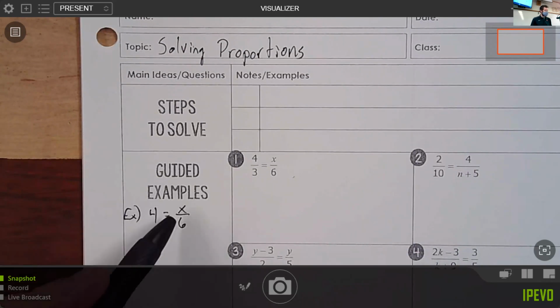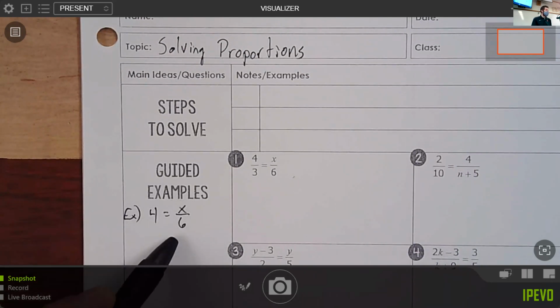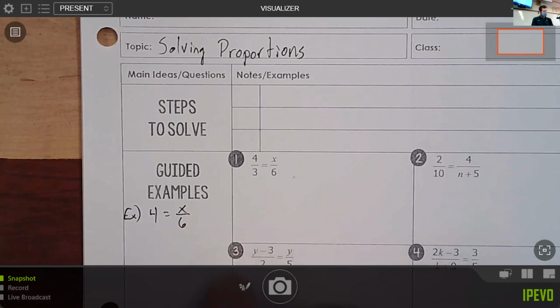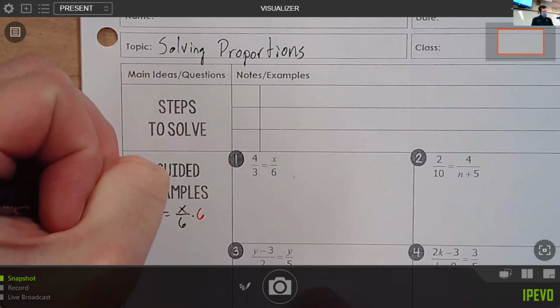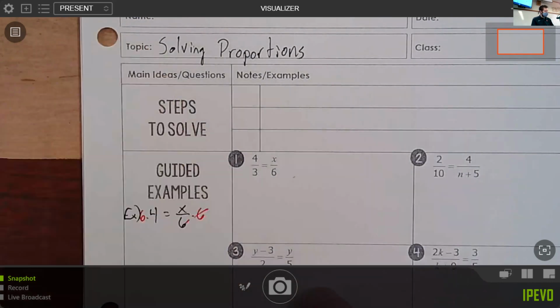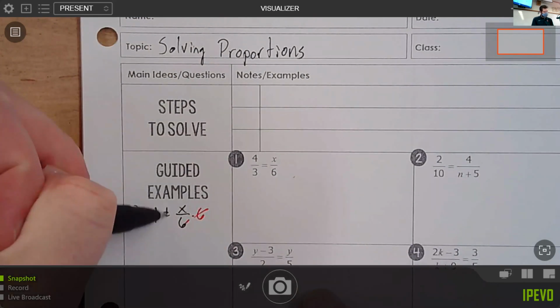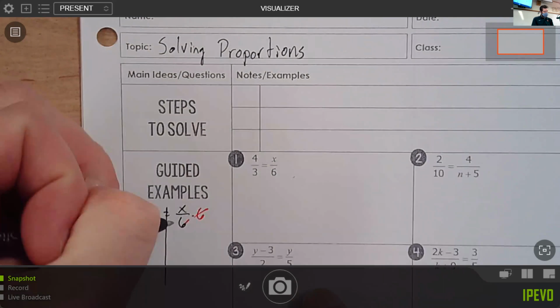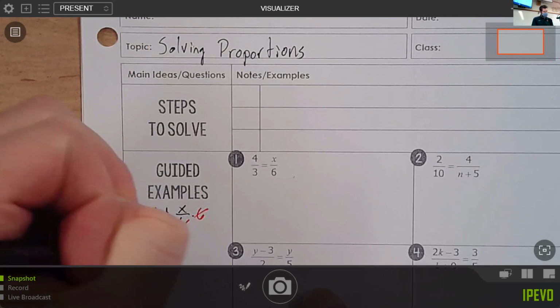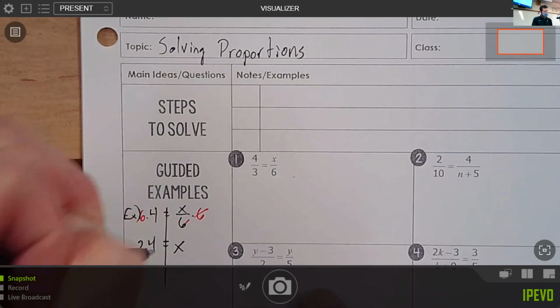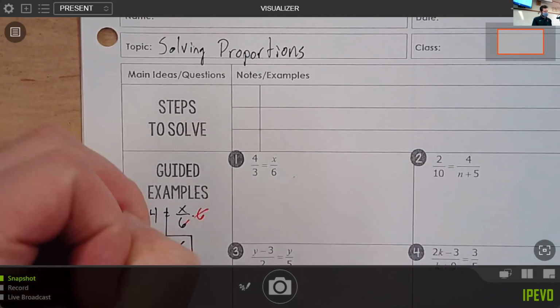right? So x/6 is the same as x divided by 6. And so we want to undo this division. So we're going to multiply both sides by 6 because with algebra, we are performing the opposite operation to get the variable by itself. And so over on the right-hand side, we're left with x, and on the left-hand side, 6 times 4 is 24. So x would be equal to 24.